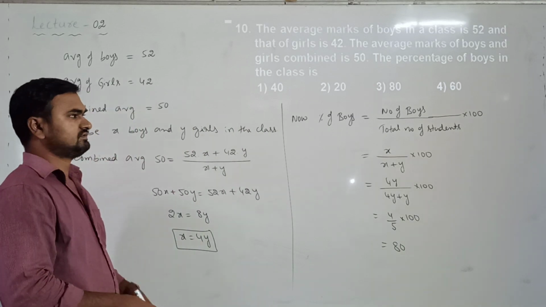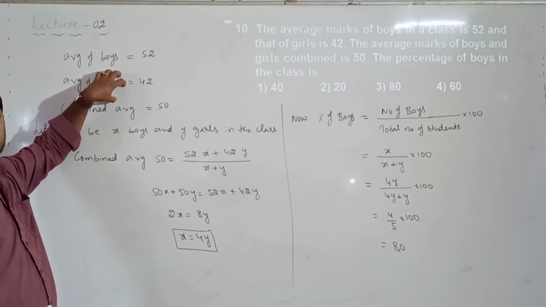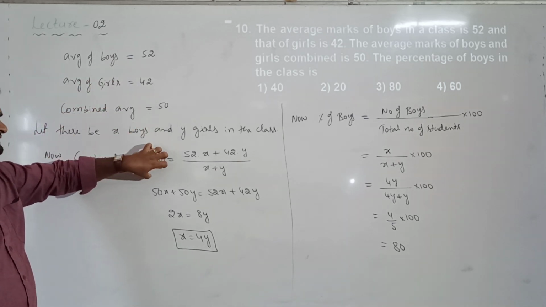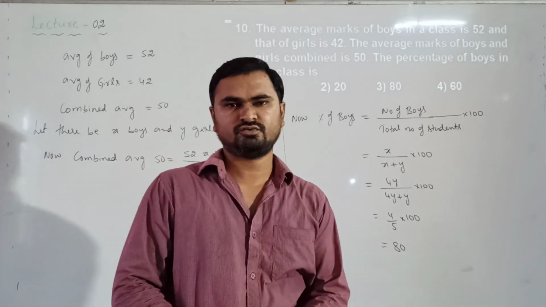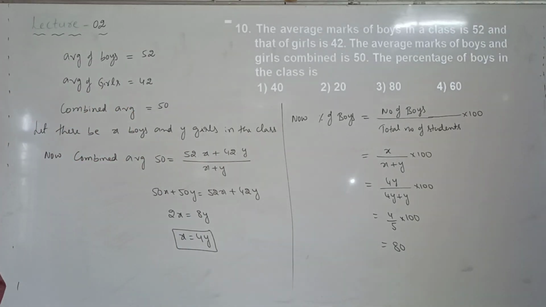Understand? So we are using the combined average because we know the average of boys, the average of girls, and also the total average is given. So using the combined average formula, we are forming the relation between the number of boys and the number of girls. Okay. Now let's see the next question.